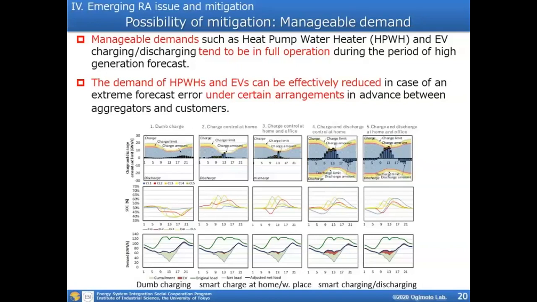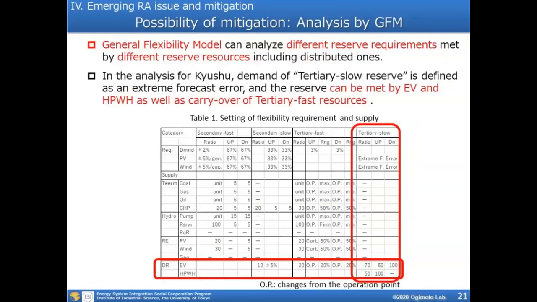This situation has not been realized, but in the near future, we are expecting this situation. We analyze this kind of mitigation possibility with a model.